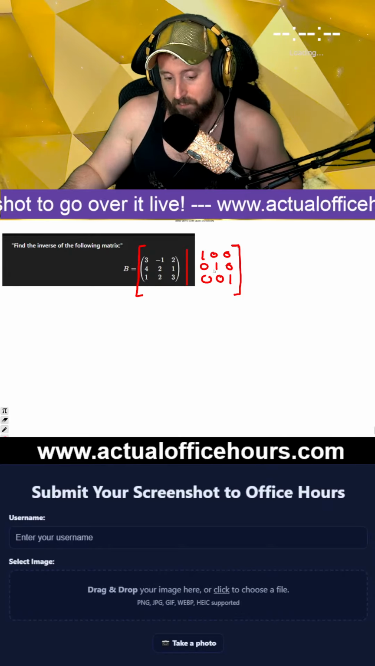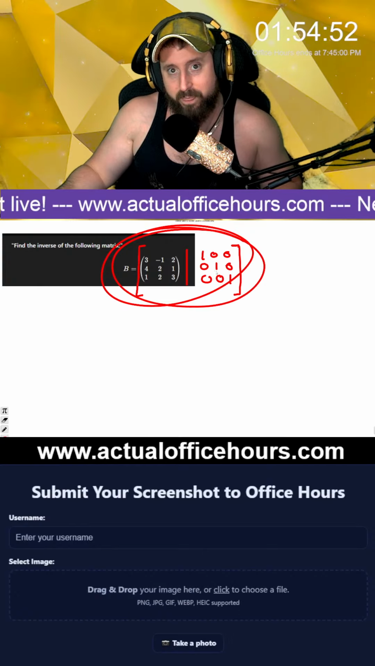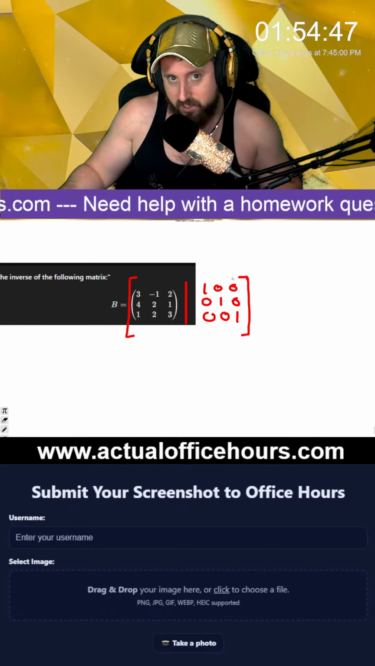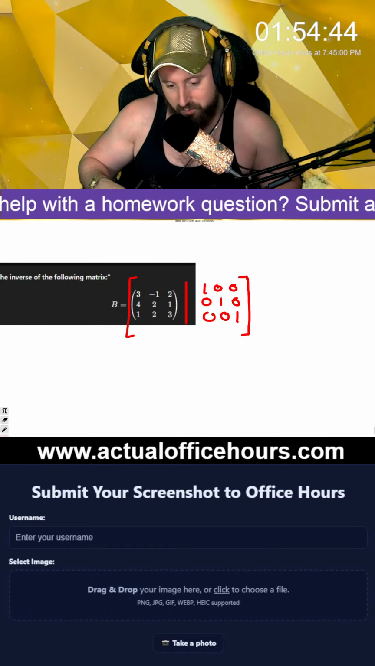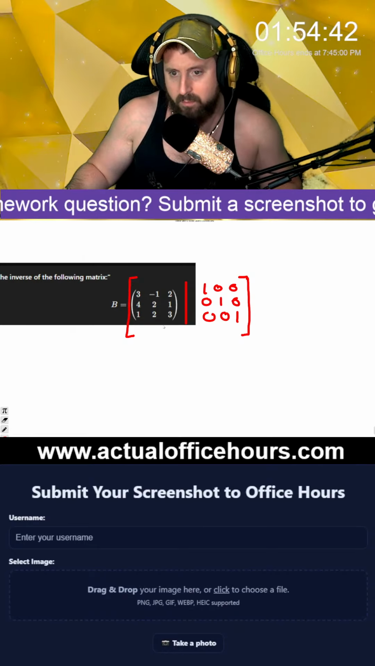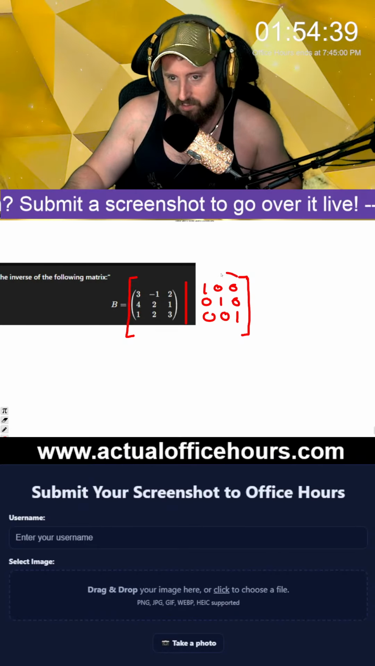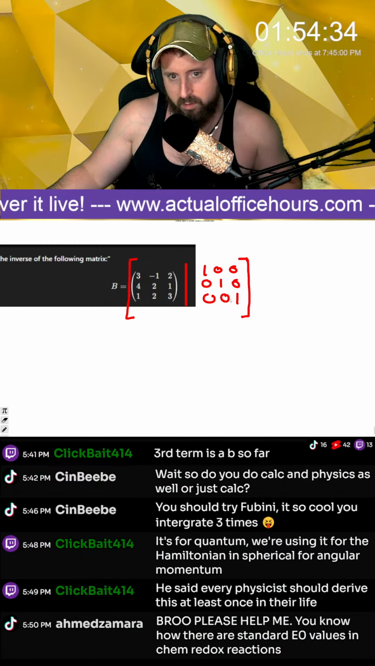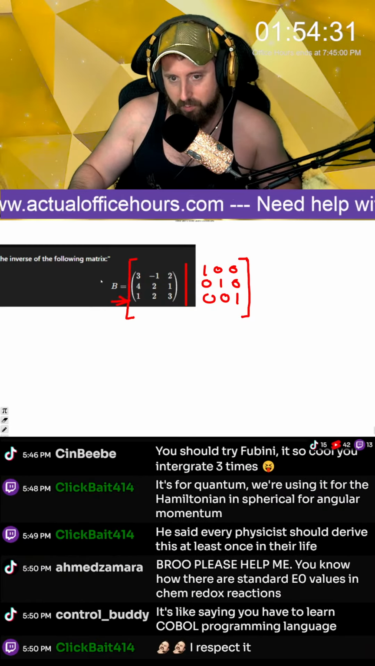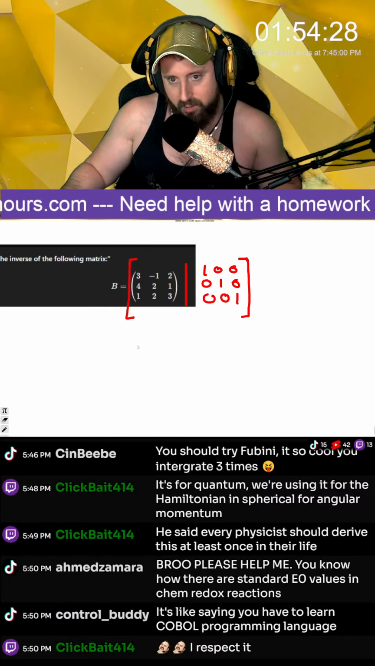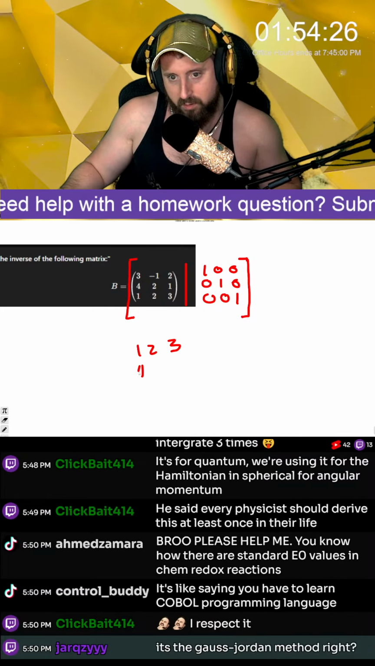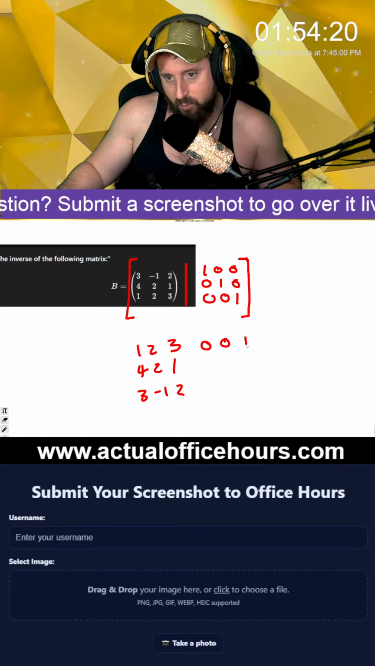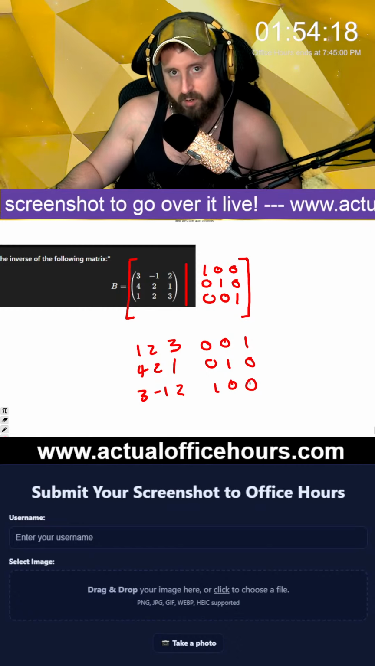So okay, when I want to invert a matrix, let's say for instance, my goal is always to turn this into this somehow using row operations. Off the rip, I would just replace row 1 and row 3 with each other. So now you'd have 1 2 3, 4 2 1, 3 negative 1 2. And now this becomes 0 0 1, 0 1 0, 1 0 0.